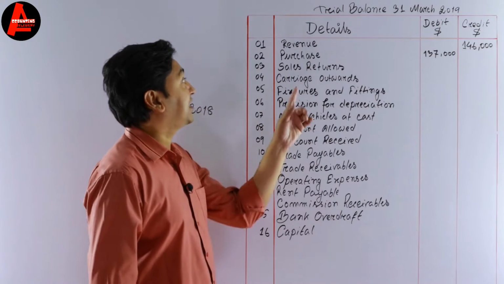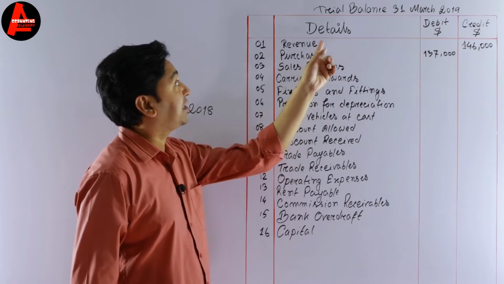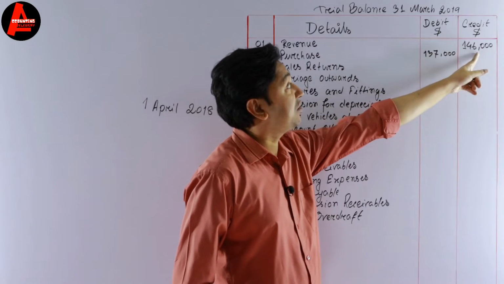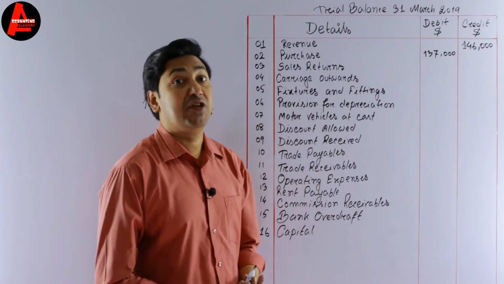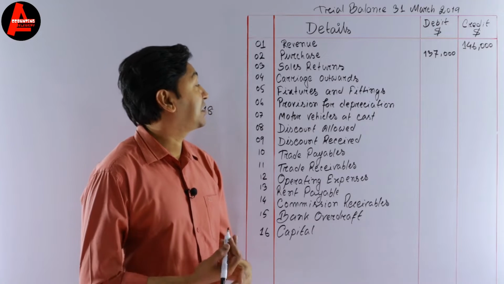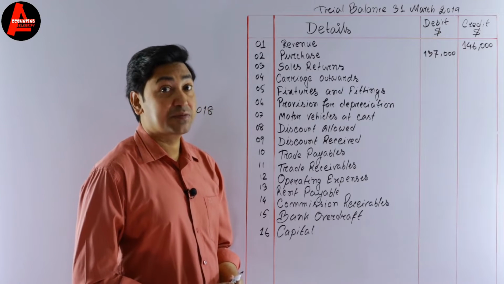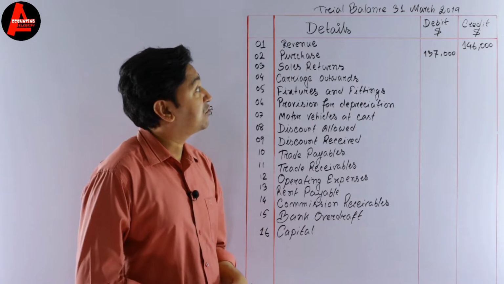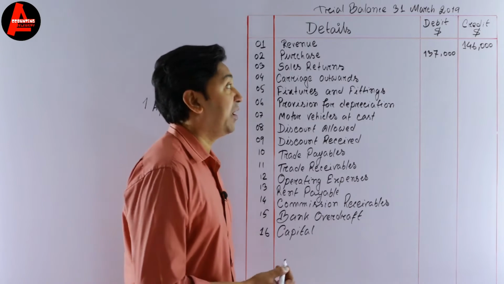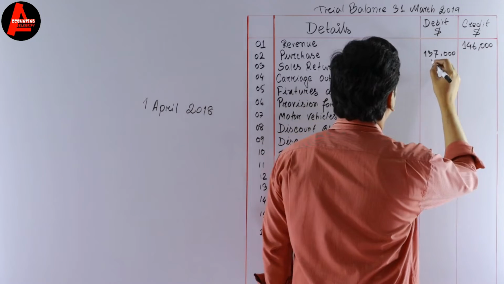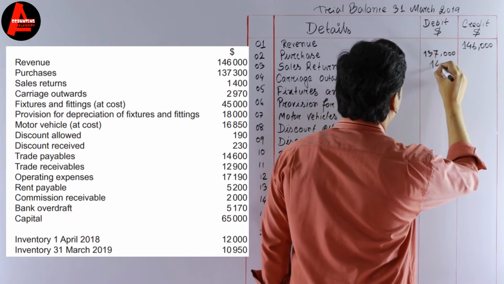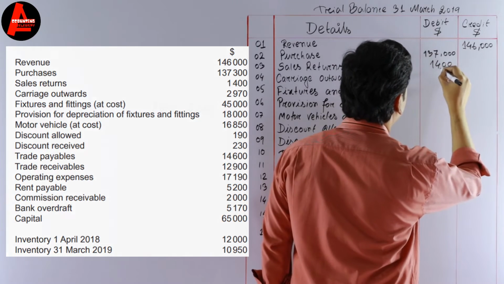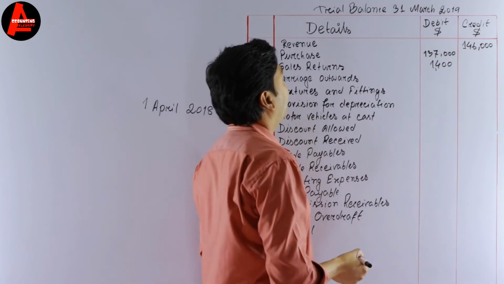Then we have here sales returns. When it is sales, we record it on the credit side. So when we get returns, meaning it is a sales return, it is an expense. We have to pay money for this sales return. So this expense will be debited on the trial balance. Let us write here the value, $1,400. Okay, we recorded. Very good.